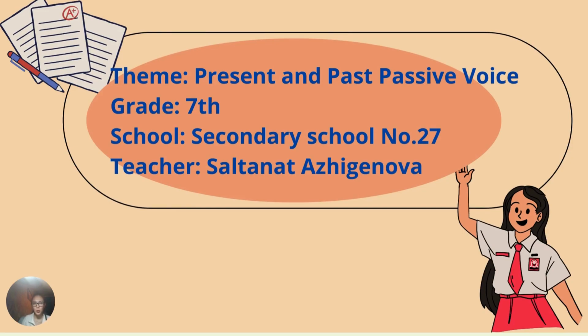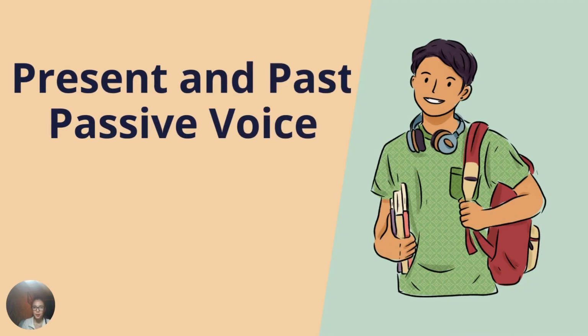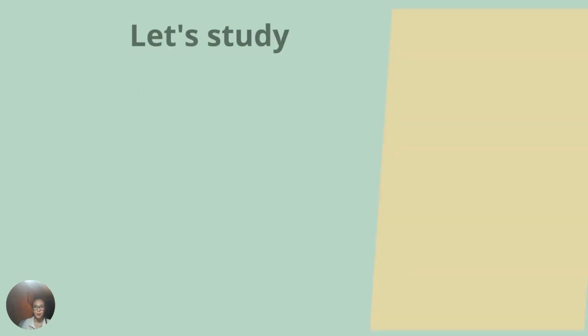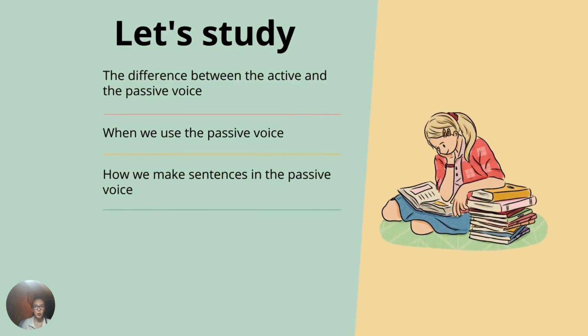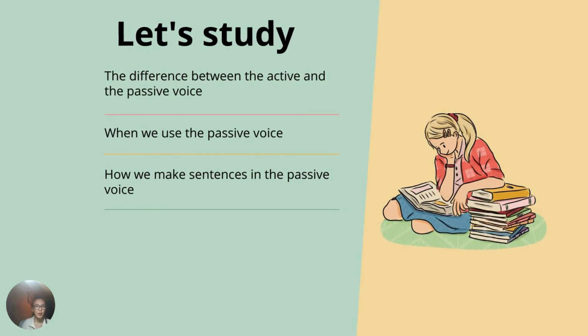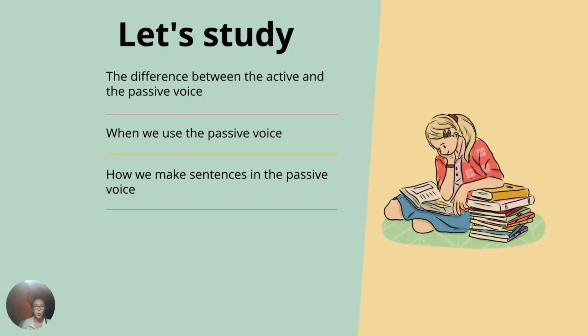Today we are going to talk about present and past passive voice for grade 7. The topic name is present and past passive voice. Let's study. Today we are going to talk about the difference between the active and the passive voice, when we use the passive voice and how we make sentences in the passive voice.